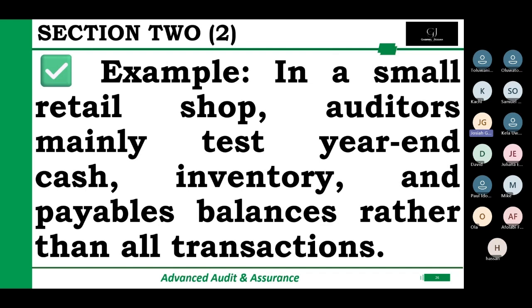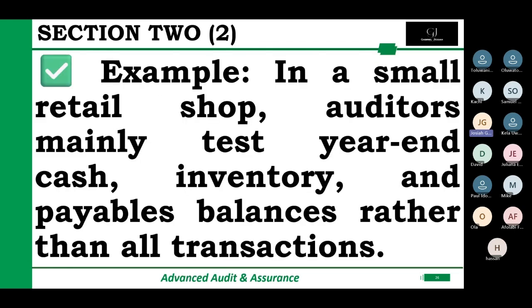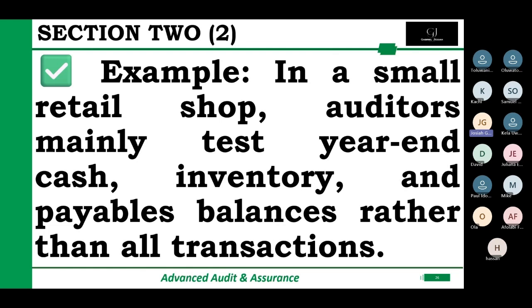For example, in a small retail shop, because the statement of financial position approach resonates more with small entities, auditors mainly test year-end cash, inventory, and payable balances rather than test all the transactions. So the statement of financial position approach resonates more with smaller companies and could capture the essential issues that would help you gather sufficient and appropriate evidence to be able to provide your audit opinion.